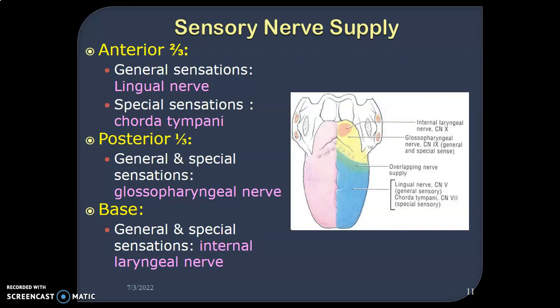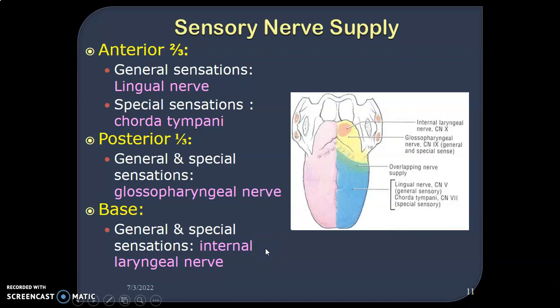General sensation of anterior 2/3 is by the lingual branch of mandibular, and special sensation of this region is by chorda tympani from facial. Okay, facial is the 7th cranial nerve. Posterior third, both general and special sensation are from glossopharyngeal, which is the 9th cranial nerve. And then the base or root of the tongue, both general and special sensation are by a branch of the 10th cranial nerve, vagus, which is the internal laryngeal nerve.